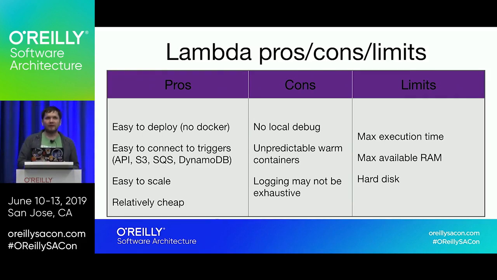Also, it could be very hard to log Lambdas, and it could be very hard to debug them locally. And also, the warm containers, which I told you about earlier, are impossible to monitor. You cannot know how many warm containers you have at the current time. AWS doesn't provide this kind of information.